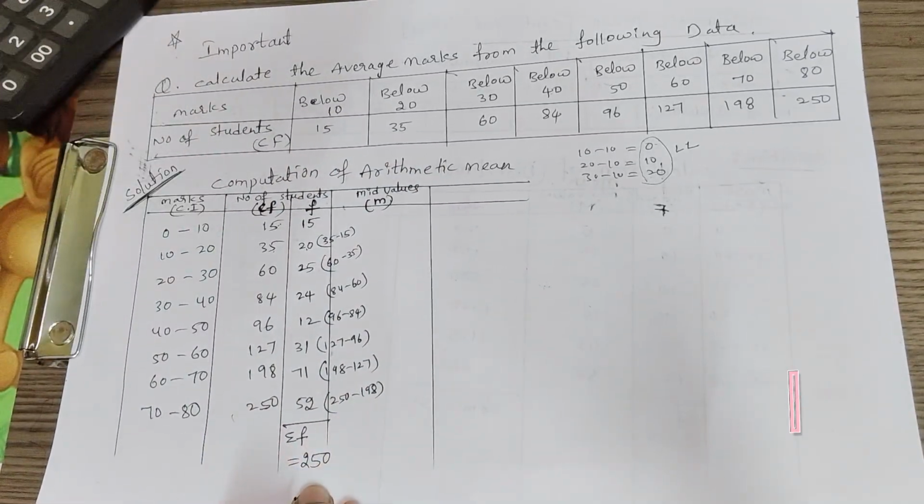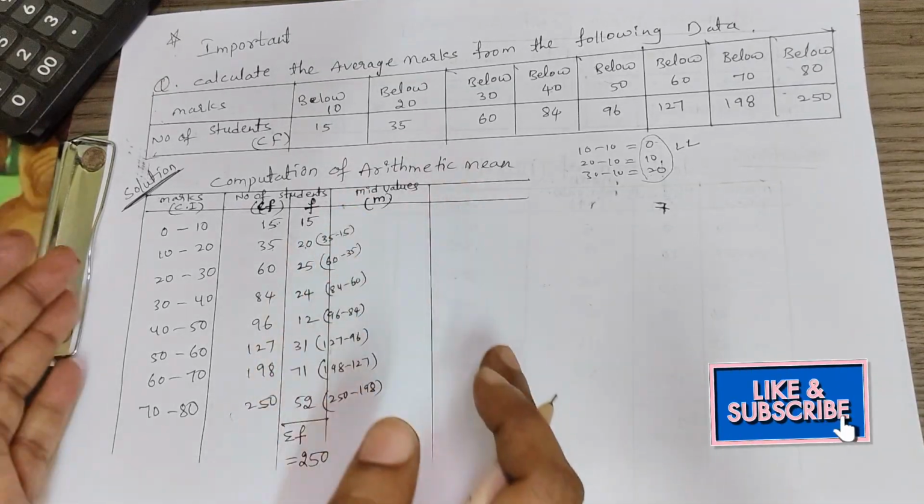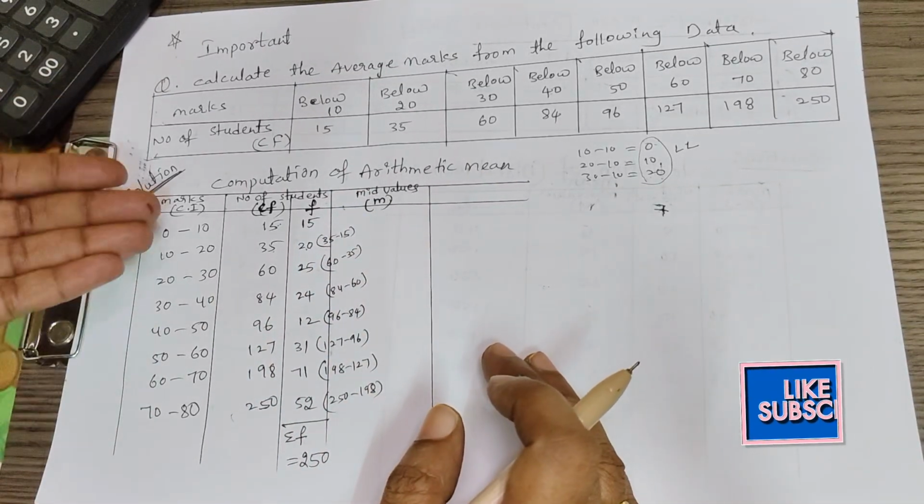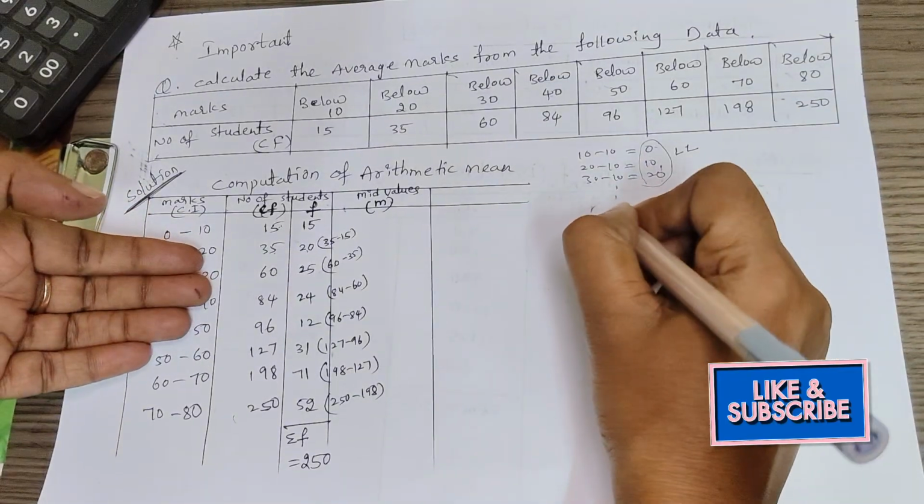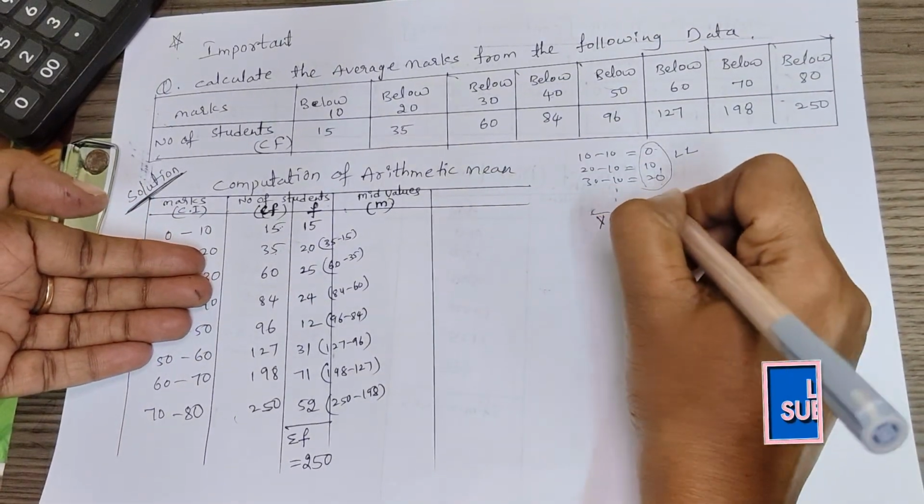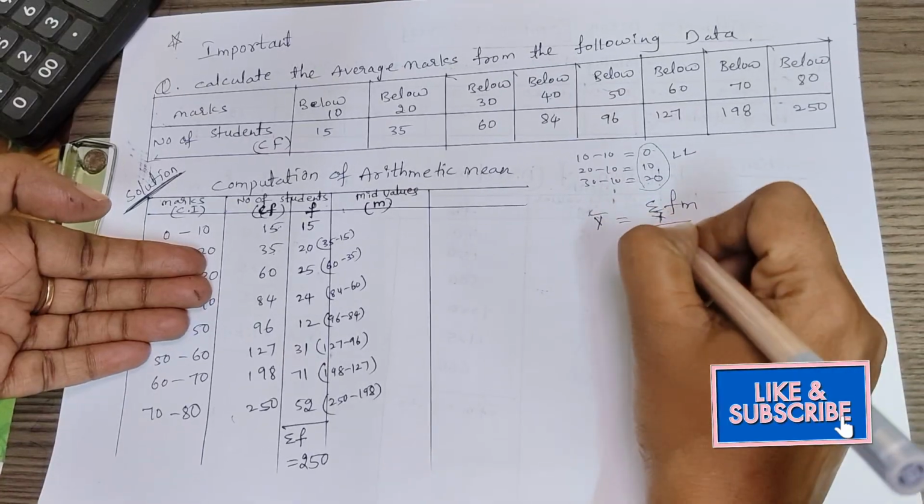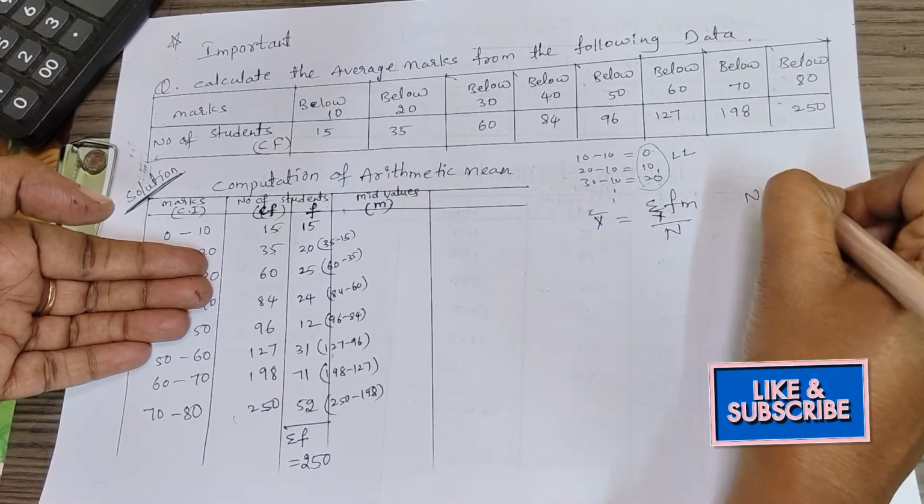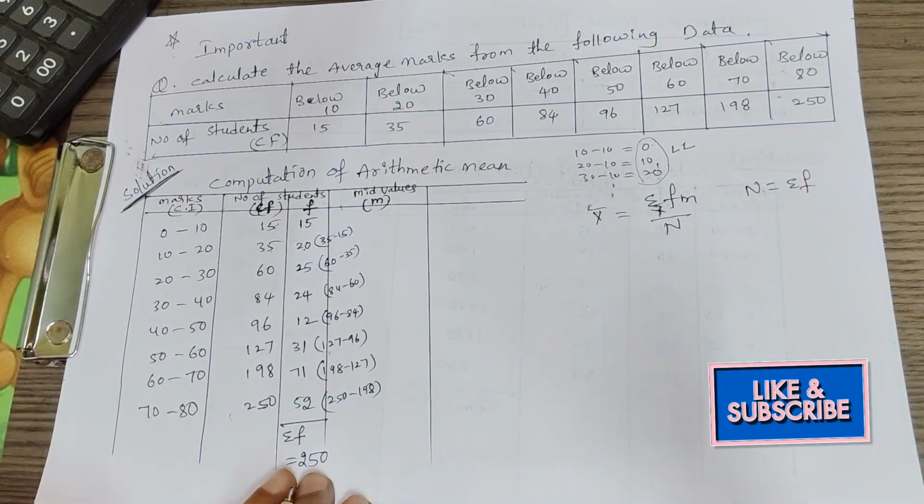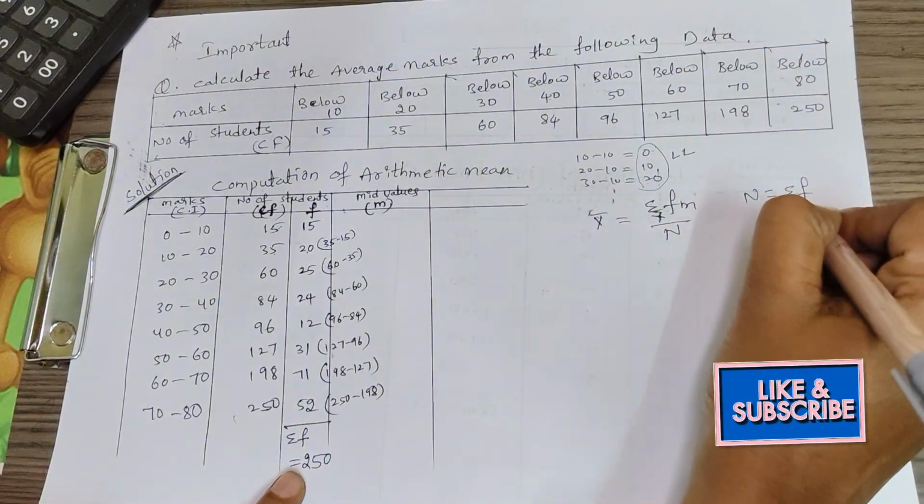Okay, that is summation of f. So what should we calculate here? If you are having class intervals, this is the continuous series. So if it is continuous series, what is our mean formula? Summation of fm divided by n. Here n is equal to summation of f. Already we know the summation of f value is 250. So n is equal to 250.